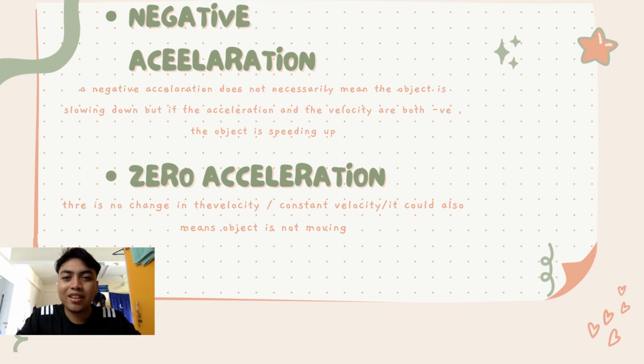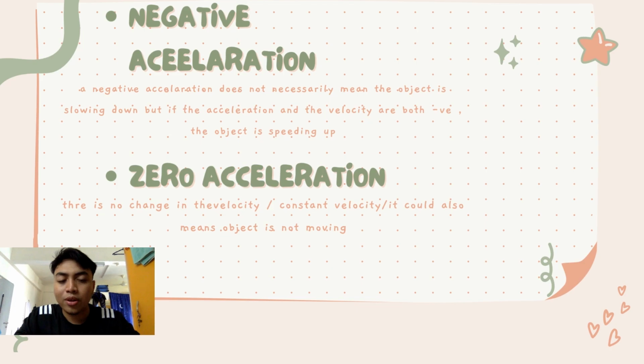Since acceleration is also a vector quantity, there can be positive acceleration, negative acceleration, and zero acceleration. Positive acceleration is when the acceleration and the velocity move in the same direction, and the object is said to be speeding up. Negative acceleration is when the acceleration and the velocity move in opposite directions, and the object is slowing down.